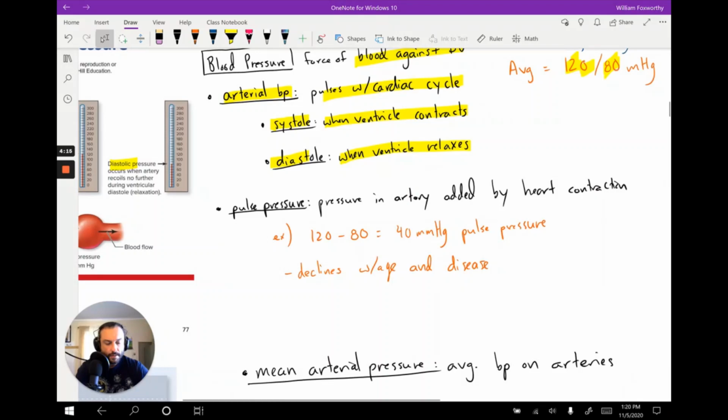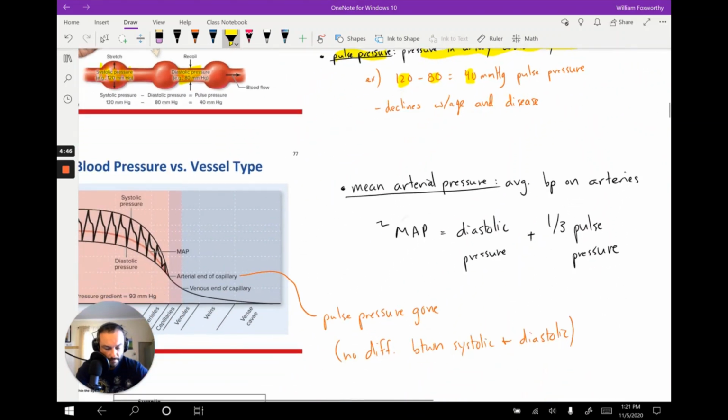Another related term is pulse pressure, which is the pressure in your arteries that is added by the heart contraction. If we take these same numbers, 120 over 80, subtracting 80 from 120 gives you 40, and it's measured in millimeters of mercury. So the amount of pressure being added into the blood by the contraction of the ventricles is 40. That pulse pressure declines with age and also with disease.